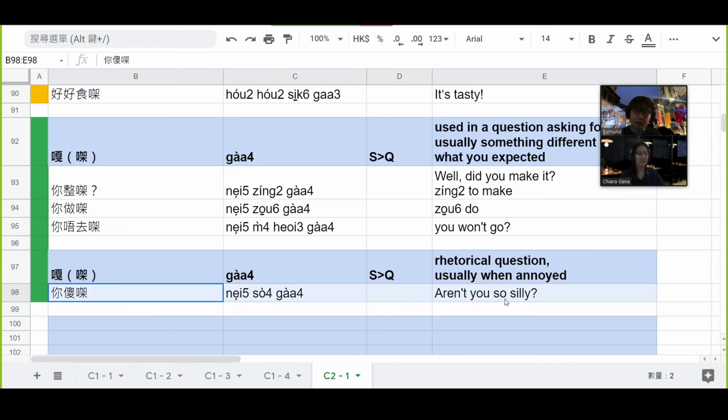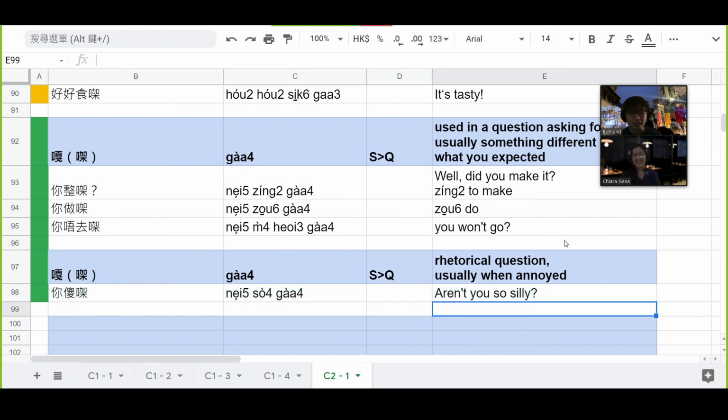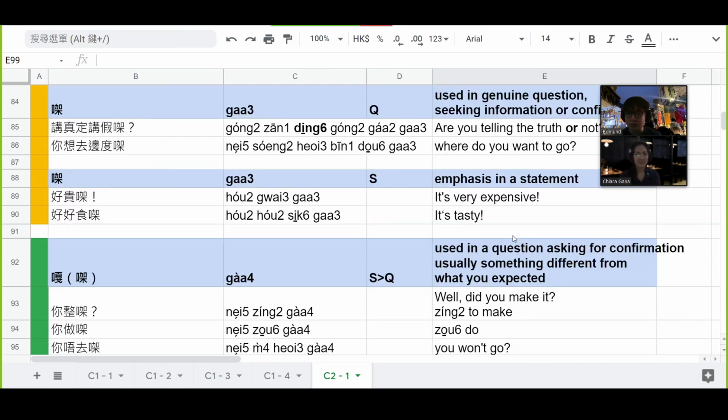So when people say 你傻㗎, don't give them an answer, because they are not asking for an answer. Okay, so I think this is all for today.